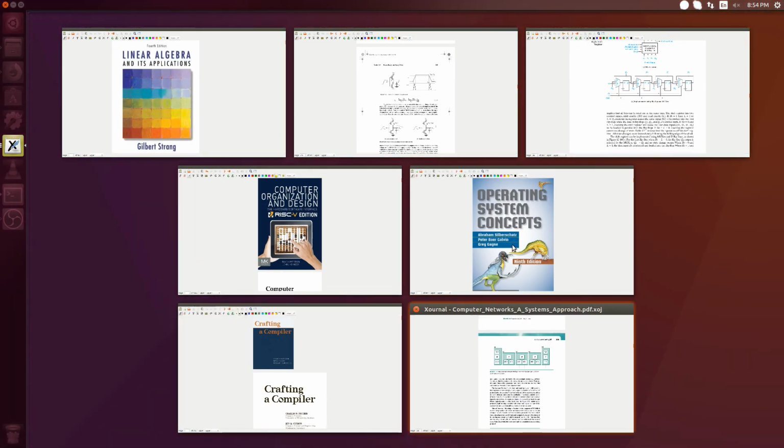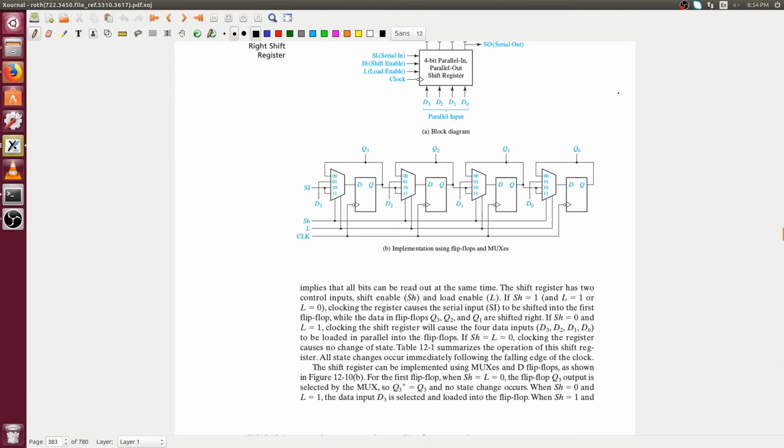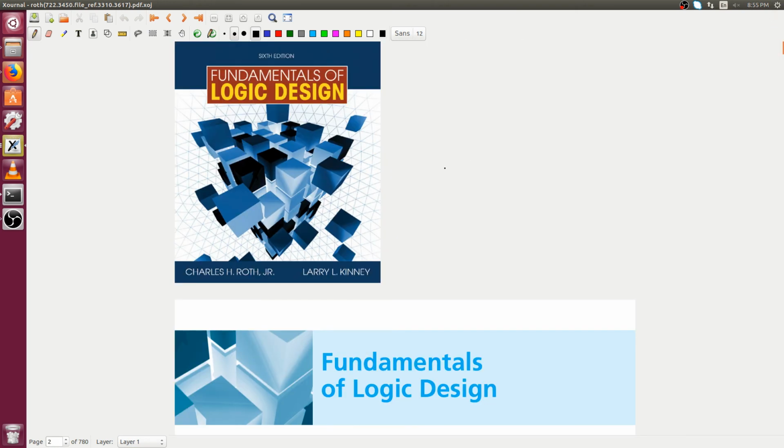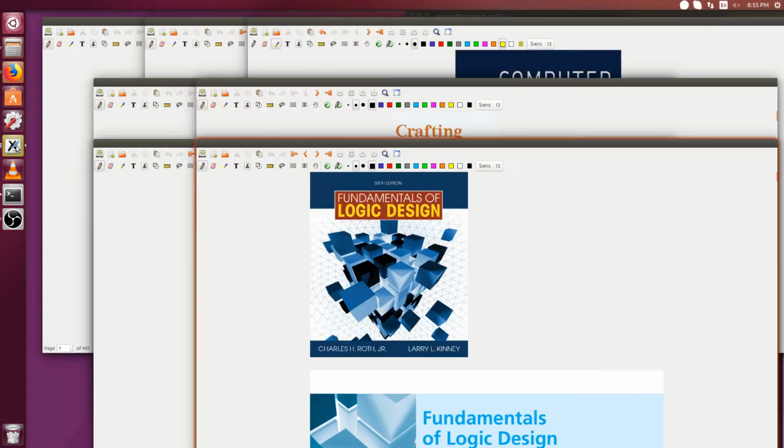Then we will also have content for introductory computer engineering, which will be on fundamentals of logic design, a book that a lot of universities use. It's one of the first computer engineering courses that I took when I was in my undergrad degree.